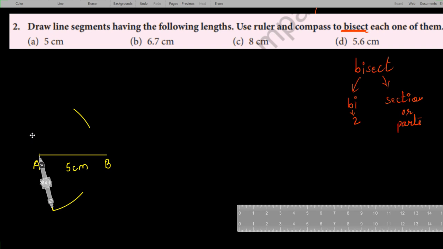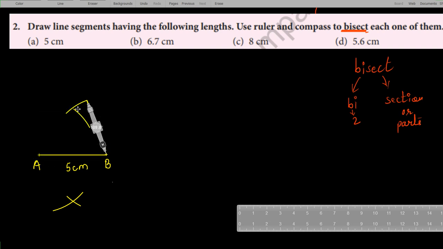Okay, so from that arc which we have taken, we will make two arcs, one above the line and one below the line. After we have made two arcs, we'll keep our compass on B, this way. After we keep it on B, we'll cut an arc below the line and we'll cut an arc above the line.